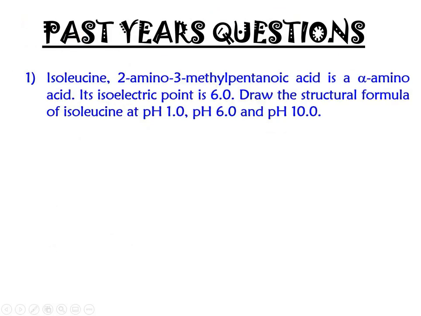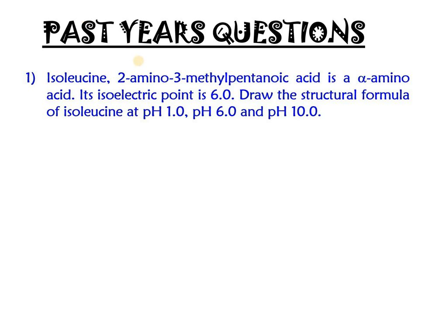So let's try this past year's question. Isoleucine, 2-amino 3-methylpentanoic acid, is an alpha amino acid. Its isoelectric point is 6.0. Draw the structural formula of isoleucine at pH 1, pH 6, and pH 10.